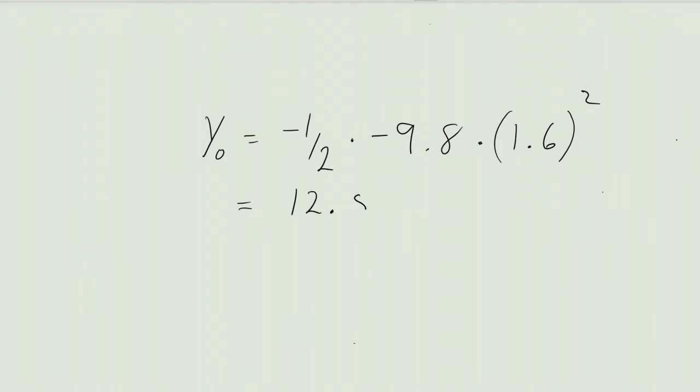Can't find my big calculator, so I'm just going to have to use the brain. If you take negative 1/2 times negative 9.8, that should be about 4.9. If you then multiply that by 1.6, that should give you 7.84. And if you multiply that by 1.6 again for the square, that should be 12.544, which turns out to be the answer. I love this stuff.